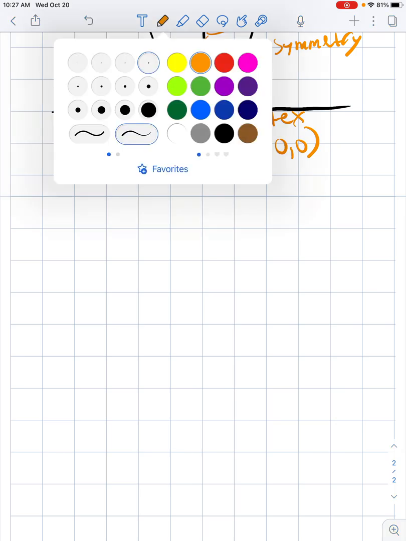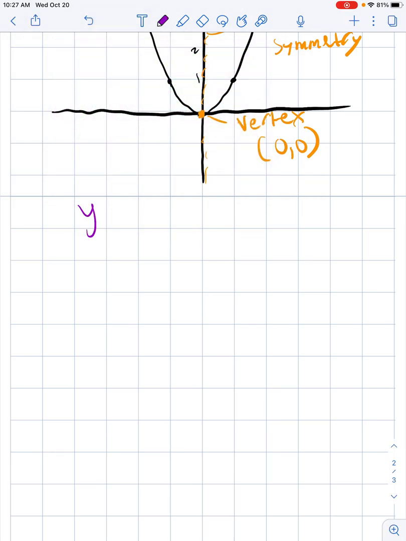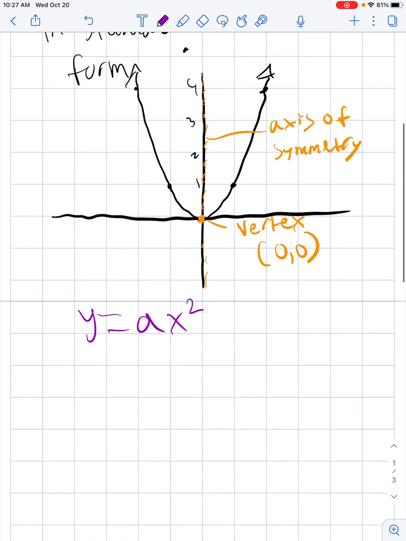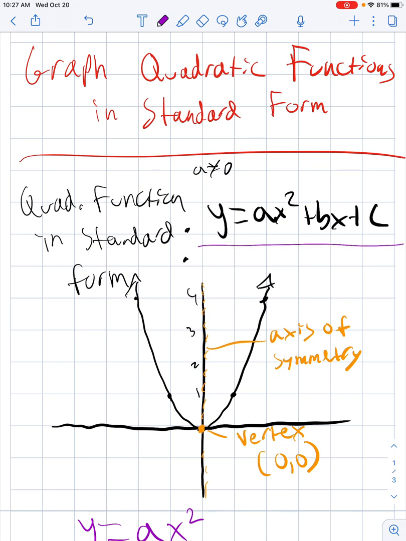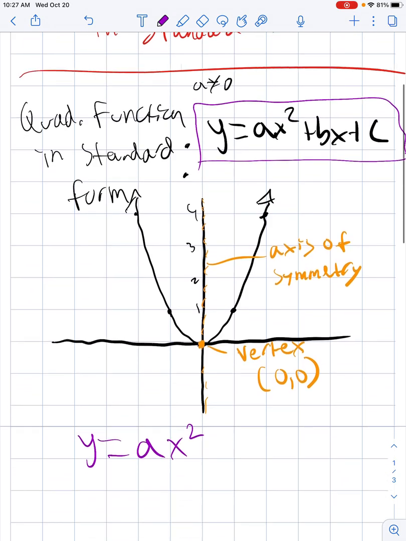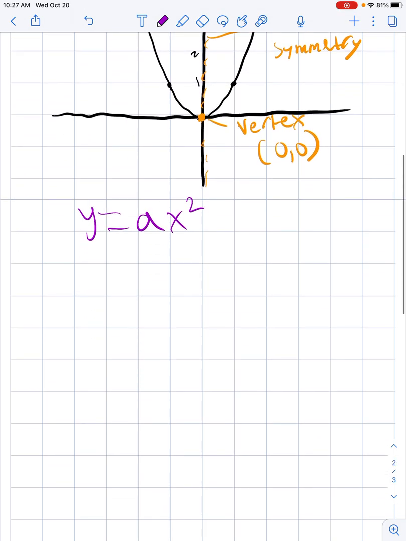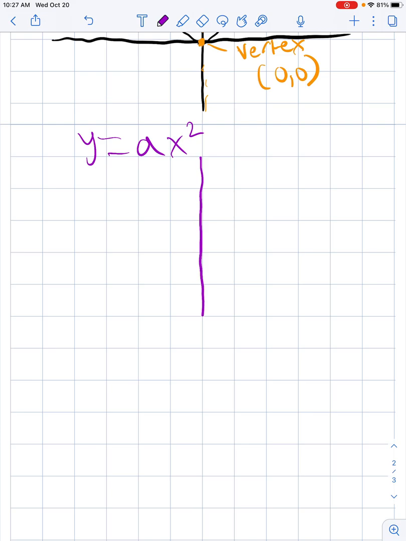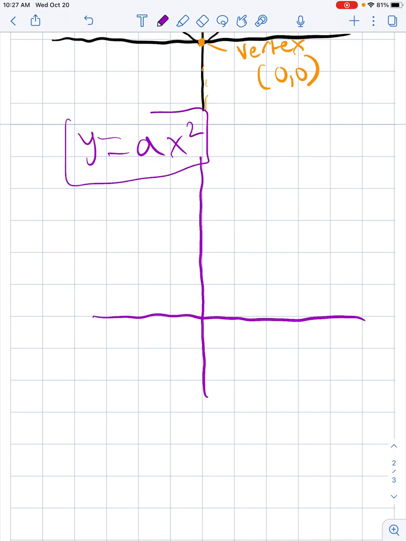I'm going to ask you to graph functions in the form y equals ax squared. So thinking about this as my parent function, I just don't have a bx and I don't have a c, which is totally fine. Let's graph an equation and compare it to the parent function. Let's look at y equals 2x squared. This is what I'm going to graph.